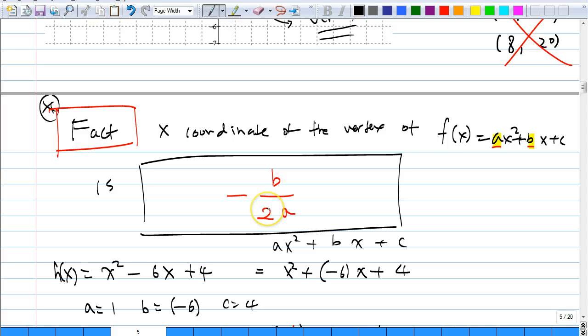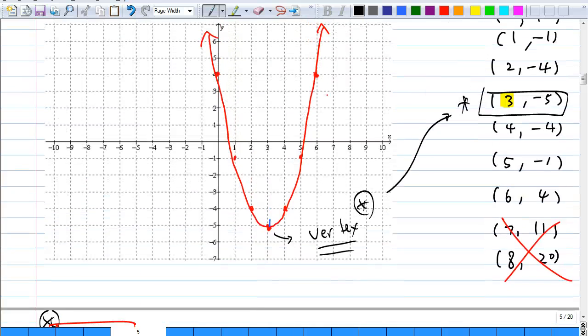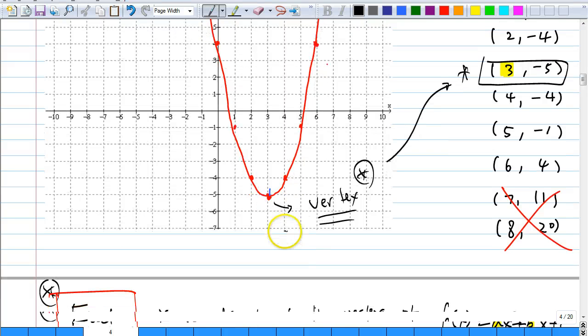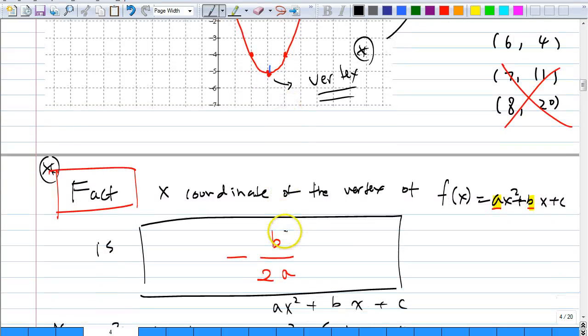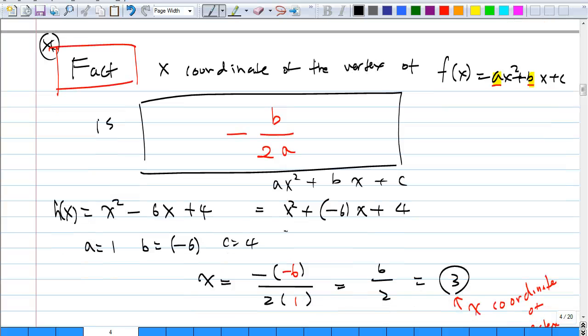Now let's plug into this. Everybody go ahead and plug into -b/2a. What should we expect to get? What was the x coordinate of the vertex, class? 3. Okay, it was 3, -5. So go ahead and plug it in, see what you get. You guys got -3? That would be not good, because that's not what the x coordinate of the vertex is. It should come out to 3. Does it not come out to 3?